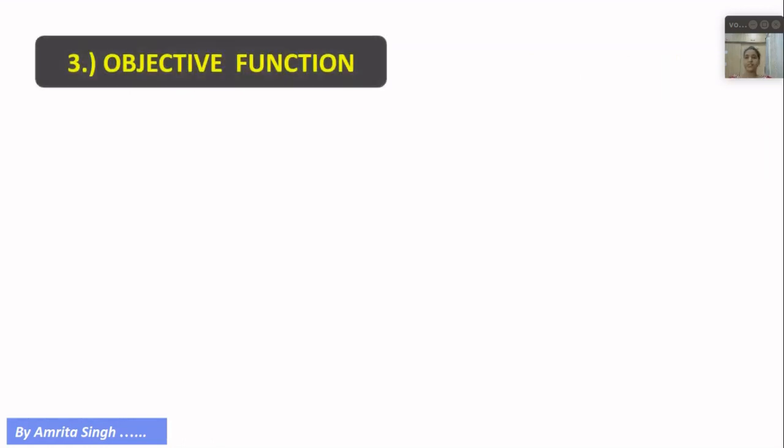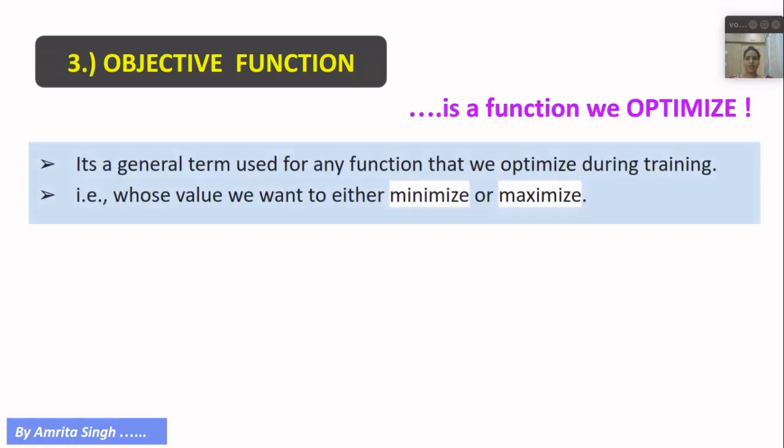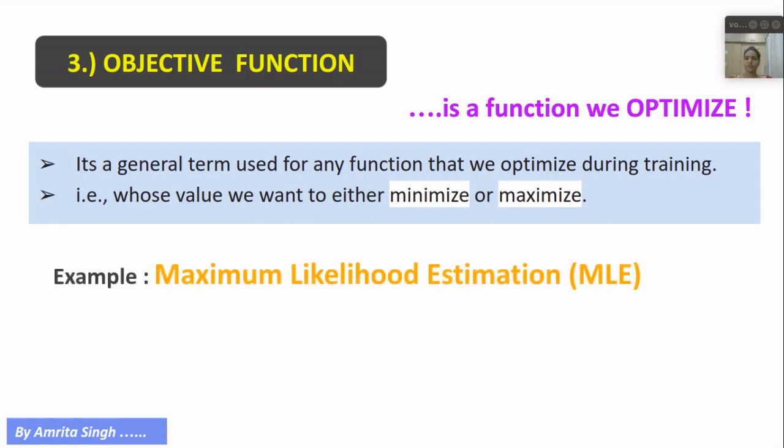So now we'll see the objective function. We often hear, what's the objective function? It's a function that we optimize, and it's a general term used for any function that we optimize while training our model. Either you can say we want to minimize or maximize, but in general terms it's a function that we optimize. So for example, we can take maximum likelihood estimation.